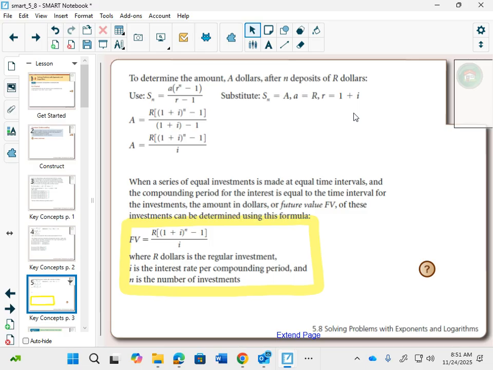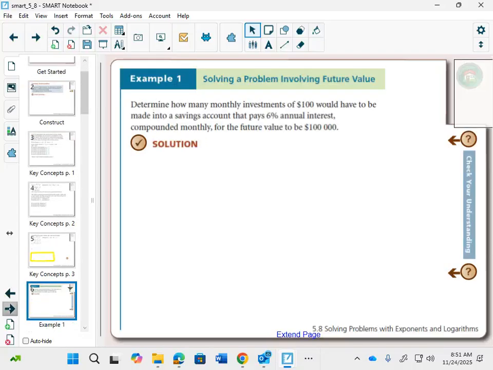It figures out the future value when you make a regular investment. Here it says I is the interest rate per compounding period. So if you did it monthly and your interest rate was 7%, you would put 0.07 divided by 12. And we'll do that when we get to our first question here.